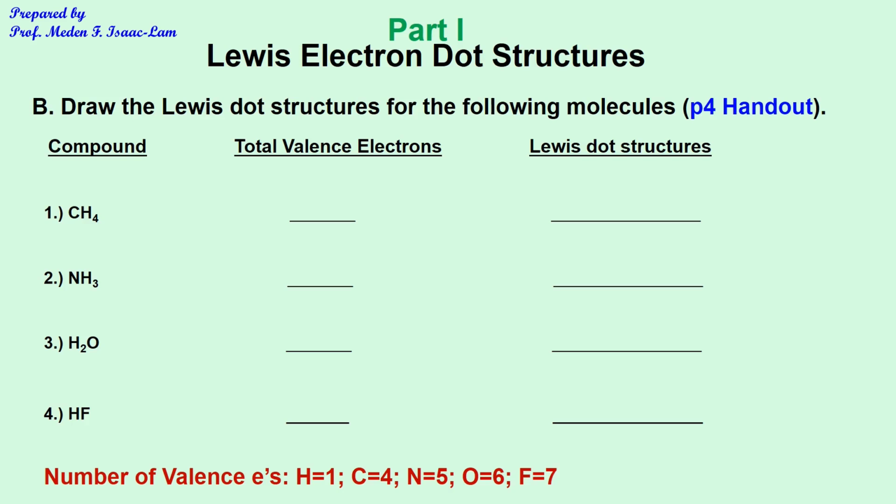Number 3 example is water, H2O. Total valence electrons would be 2 times 1 plus 6, which is 8 again. For the Lewis dot structure, you will write O first. You will have 6 dots, 2 paired up. So 1 lone pair above and then 1 lone pair below. So 2 dots above, 2 dots below.